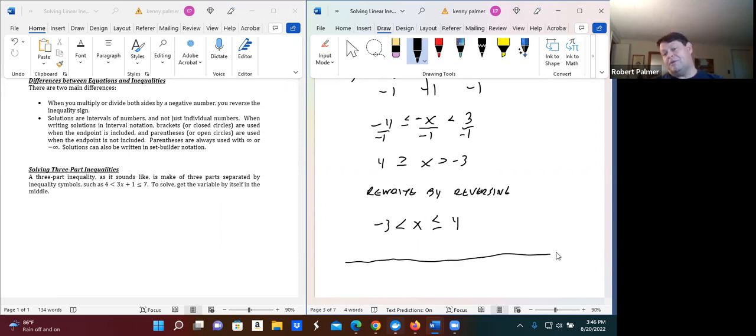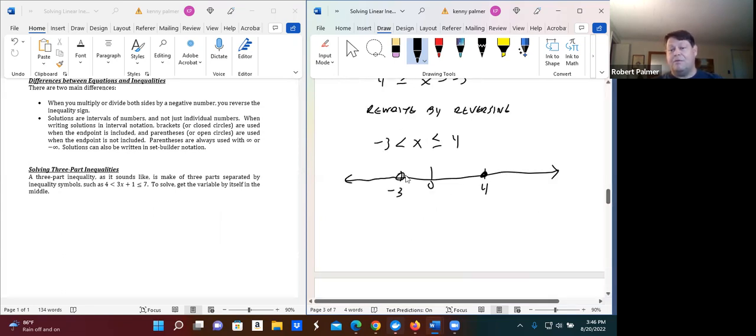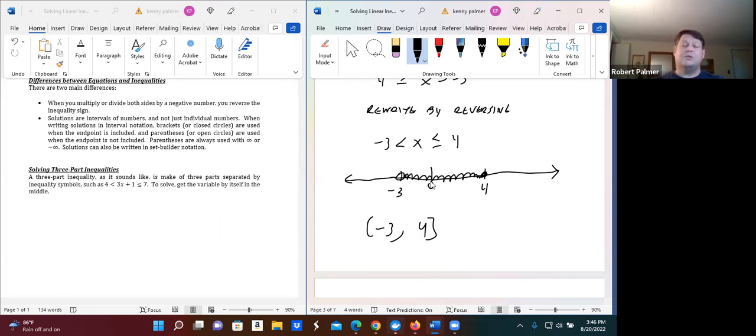Okay, let's graph this on the number line. And here's -3, here's +4. So -3 is not included, so an open circle. 4 is included, so a closed circle. And our solutions include 4 and also everything in between. And then once again, for our solution, we have -3 to 4. -3 is not included, so a parenthesis, and then 4 is included, so a bracket. So once again, 3 ways to write our solution.